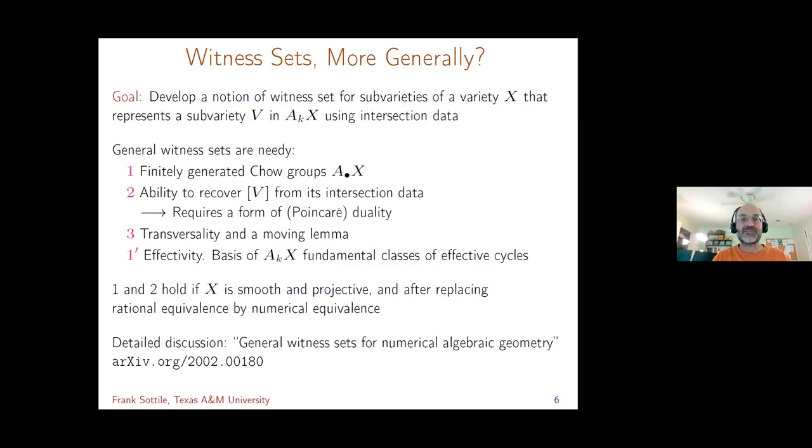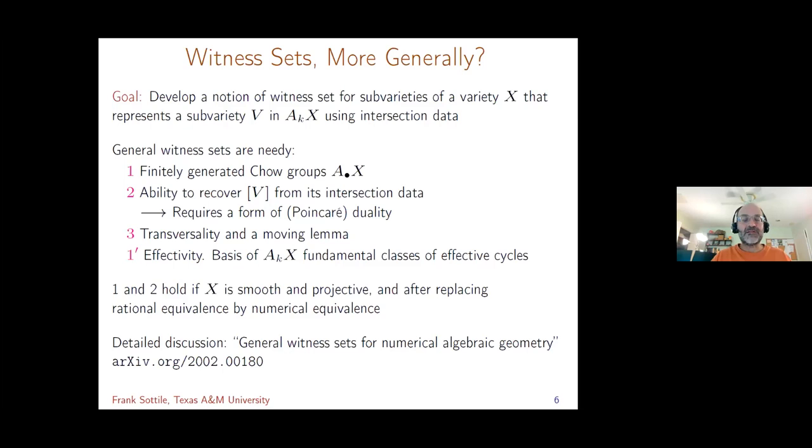You need to recover its intersection data with subvarieties of complementary dimension. And so this is a form of Poincaré duality. It says there's some duality on the Chow groups. Now, in order to actually get points from intersections with complementary dimensional varieties, you need some sort of transversality and maybe a moving lemma, which tells you you can move things around a little bit. And these, for people in intersection theory, these are really large asks.